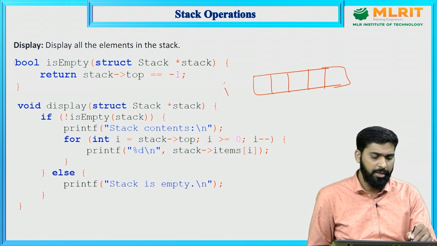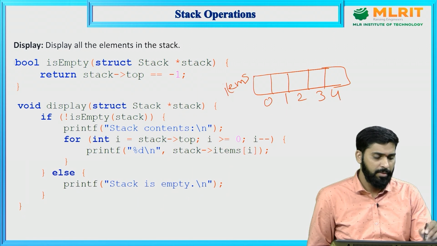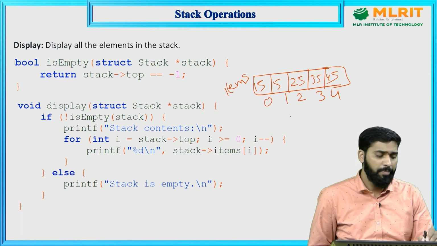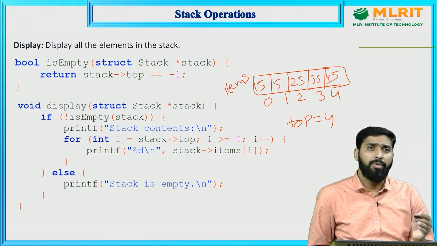Array name is items and these are the index: 15, 5, 25, 35, 45. Okay. Now what is the top value? Top equals to 4. Now I want to display from top to 0.